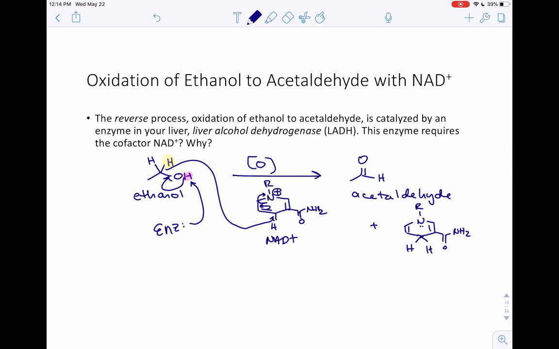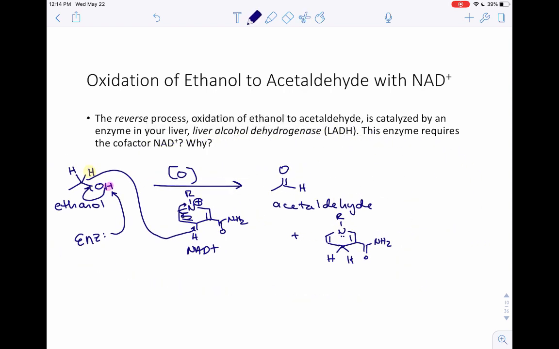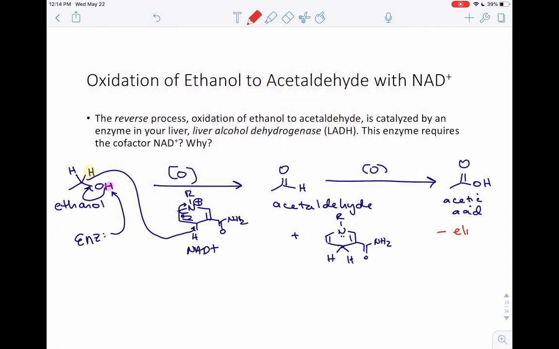other process. Now, ultimately, acetaldehyde is not the final product of ethanol metabolism in your body. So your liver continues to oxidize acetaldehyde, and it oxidizes it to acetic acid. Now this is water soluble and can be eliminated by your kidneys, which is a nice word for peed out.